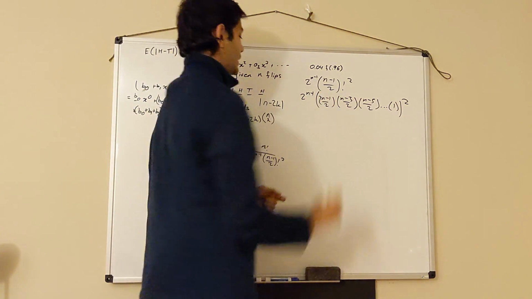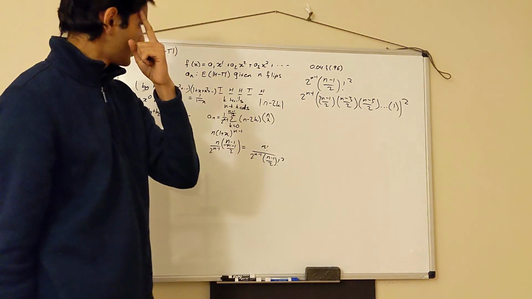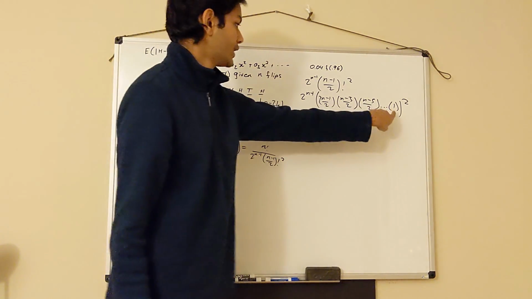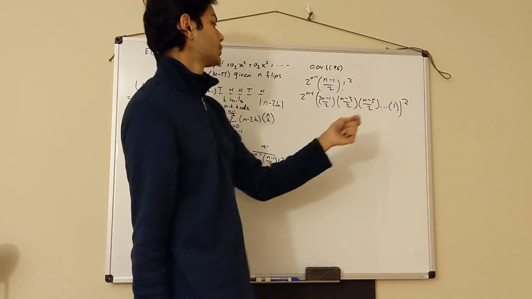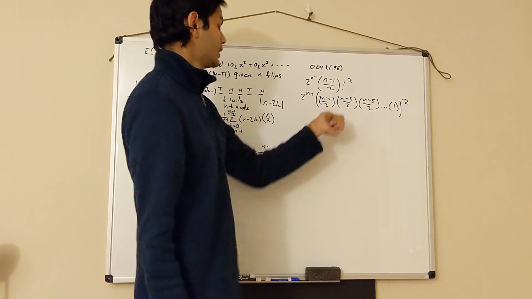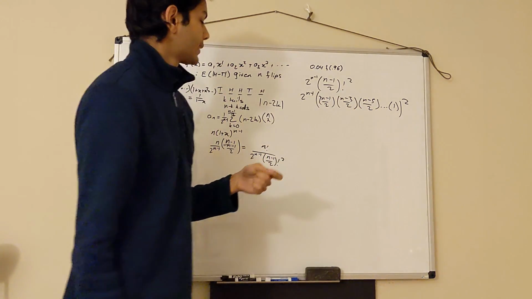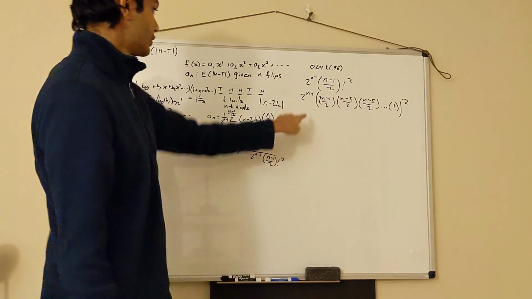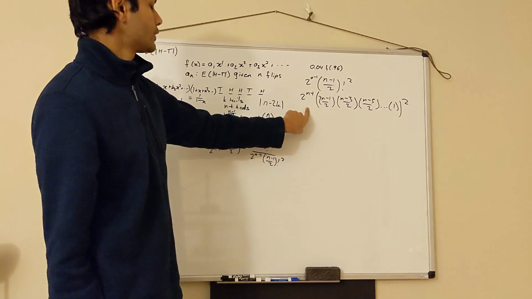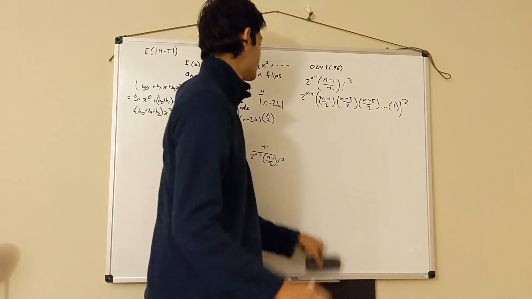So how many terms do we have here? Well, we have n minus 1 over 2 terms here, but then you're squaring that, so in total you have a copy of each one of these. So that will mean that you have n minus 1 total terms. And notice that we have n minus 1 2's over here. So we can distribute that into this.